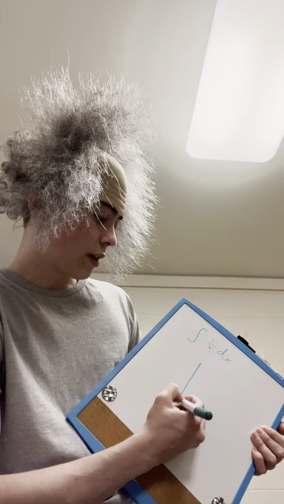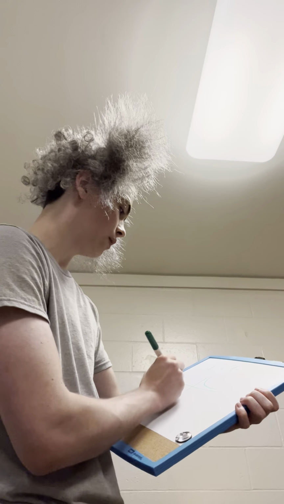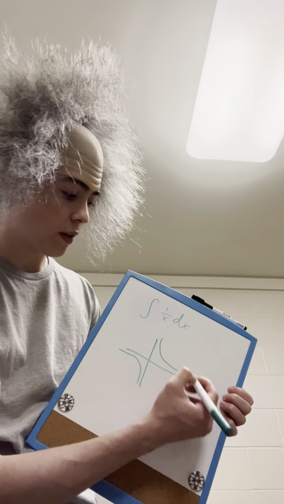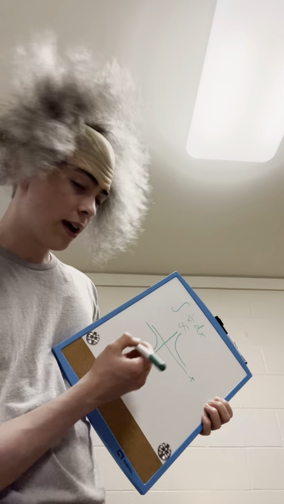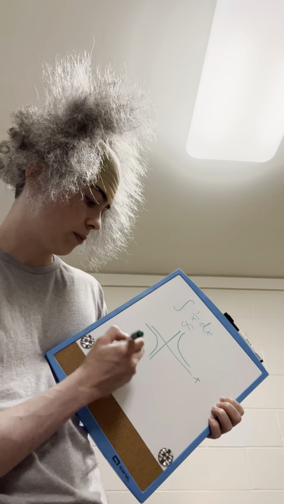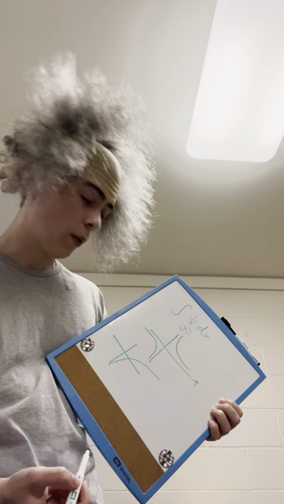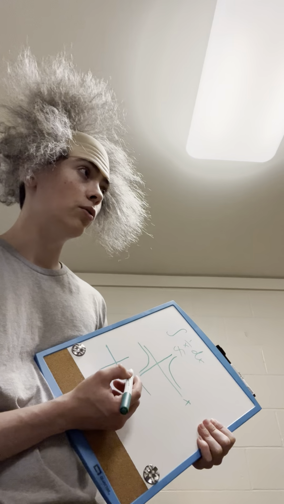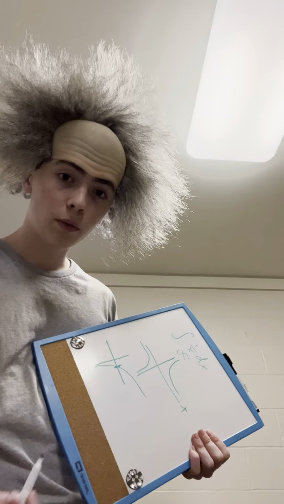I'm going to attempt to draw out f of x equals 1 over x. It'll look like this. This is the positive x-axis, and this is, let's say, f of x. And now the natural logarithm function is going to look something like this, with the natural log being equal to 0 at x equals 1.